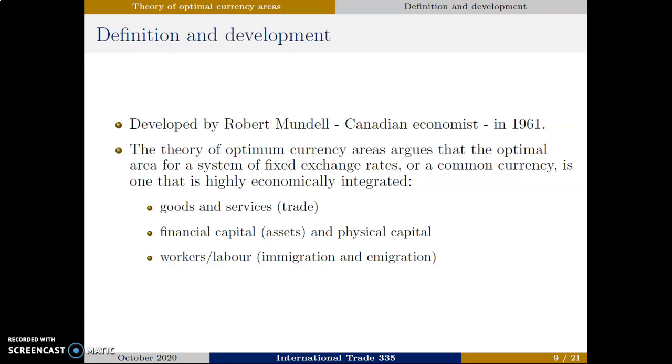The theory of optimal currency areas argues that the optimal time for a system of fixed exchange rate or common currency is one that is highly integrated economically. This means free trade in goods and services, the free flow of financial and physical capital, and the free and easy flow of labor through migration and immigration. The theory discusses the benefits and costs of joining a fixed exchange rate regime, and that there is an optimal point in the model to do so. As you will see later, this is similar to the demand and supply theory that you are already used to.